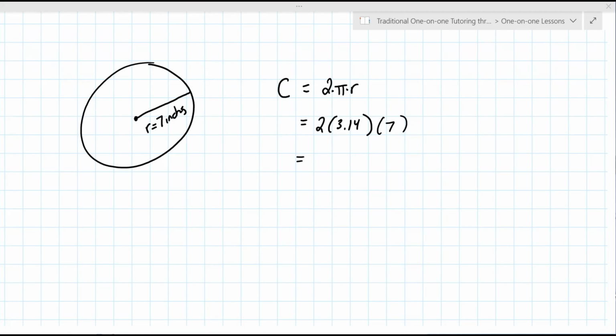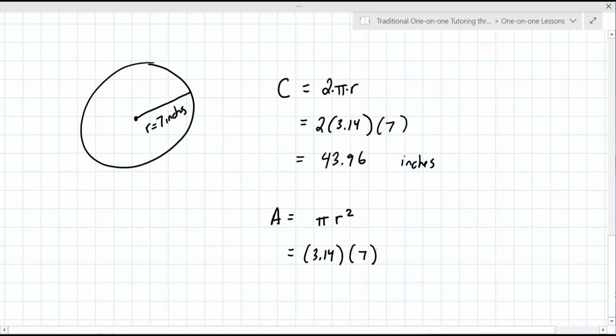Now, circumference is a length. When you walk around a circle, that's a distance or a length. Is the unit inches or is it inches squared? It's inches, normal inches, because we're talking about circumference, the distance. Now the area of a circle is pi r squared. The value of pi is 3.14. R is 7 squared. So I want you to multiply those together with your calculator.